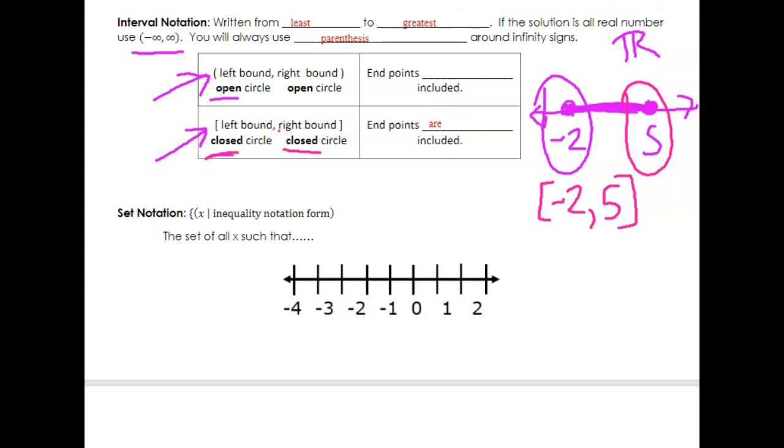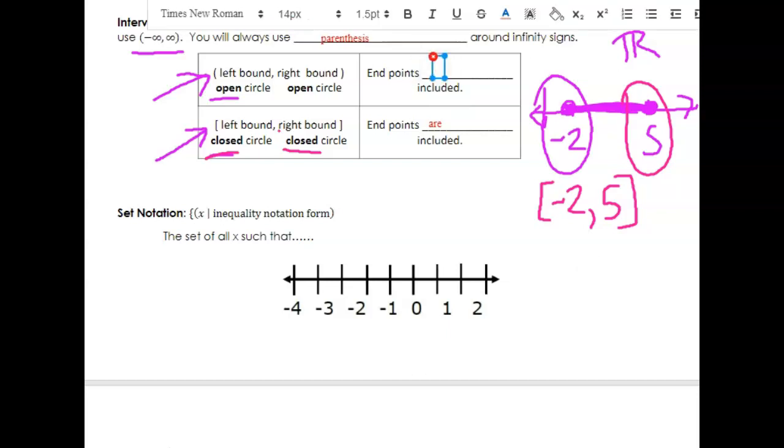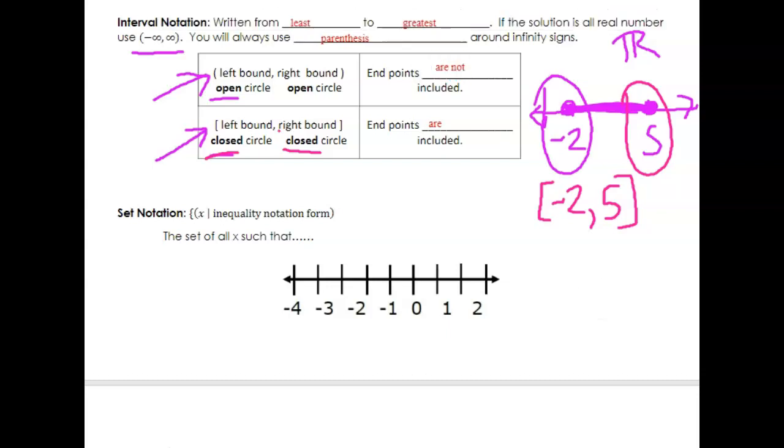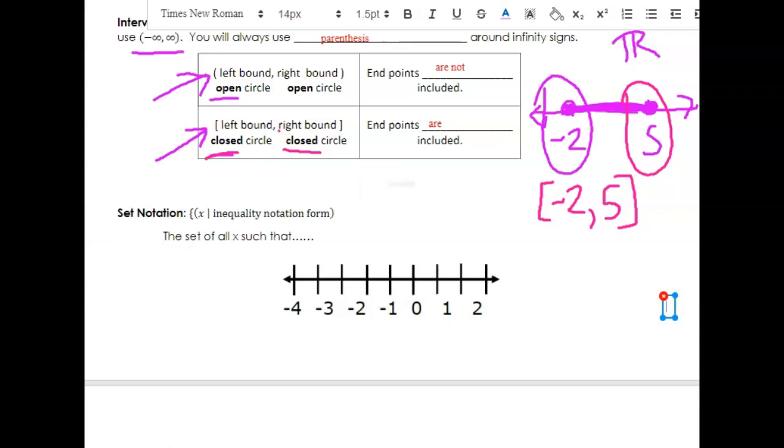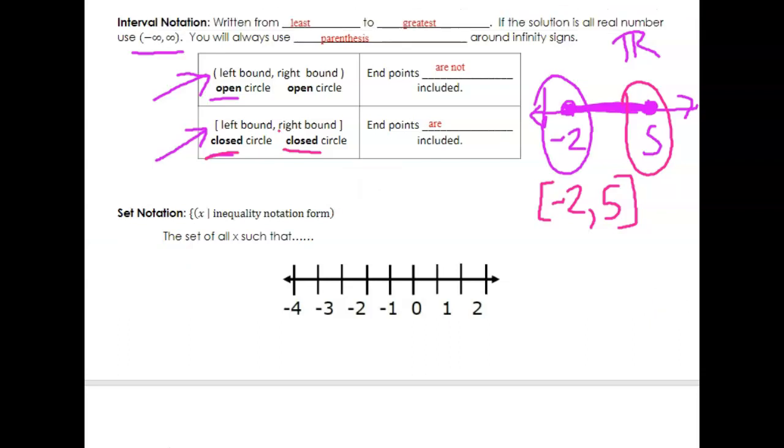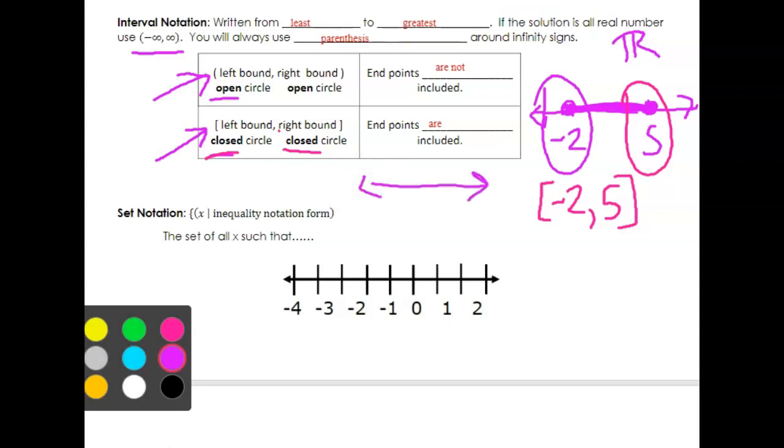But if I had open points, that would mean that my endpoints are not included in my solution set. So I'm kind of showing you, if I had a situation where I had open circles at -2 and 5 and all the shading in between, I'd be showing you where the boundaries are at -2 and 5, but I still would not include them because there's no value at -2 and no value at 5. It's kind of like the ghost of a point.